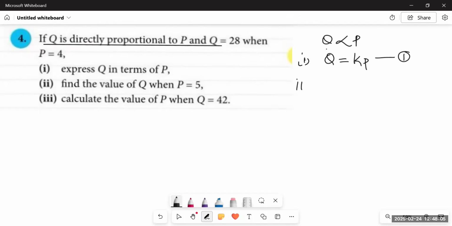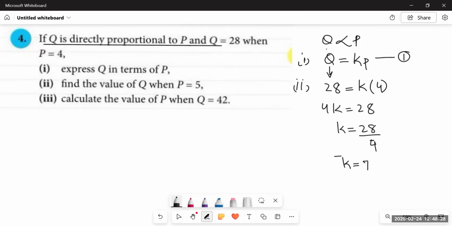So for that, first we will find the value of the constant, keeping the value of Q as 28, given in the question, K, the value of P as 4. Now we will simplify it. It becomes 4K is equal to 28, which is K is equal to 28 upon 4. 4 ones are 4, 4 sevens are 28. So the value of constant would be 7.